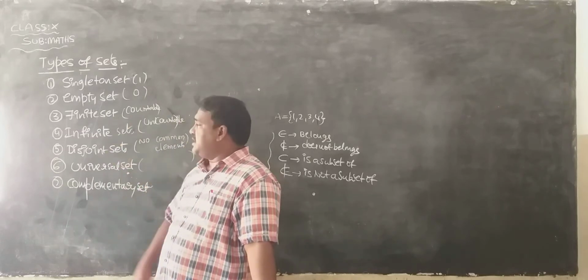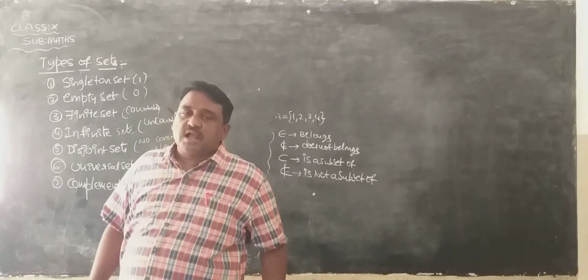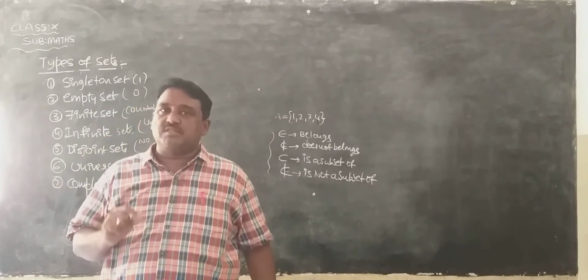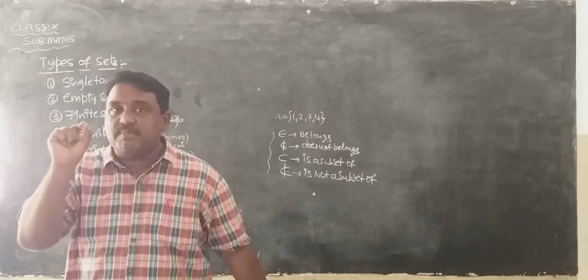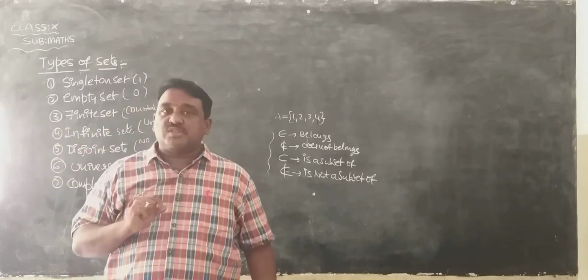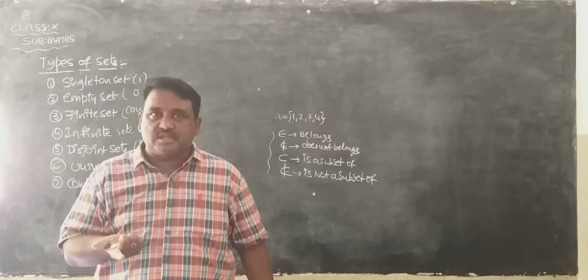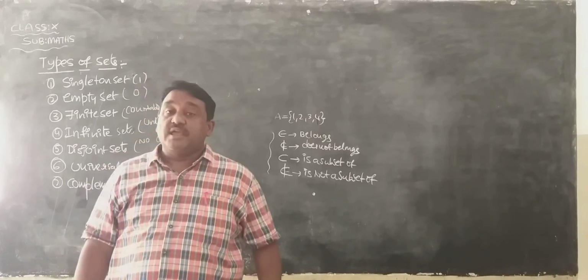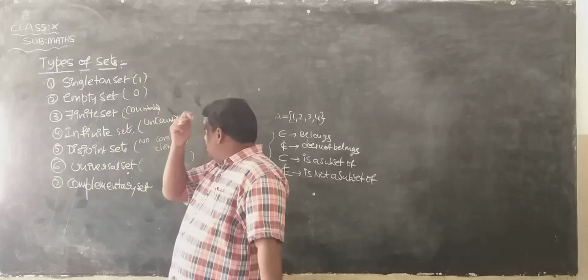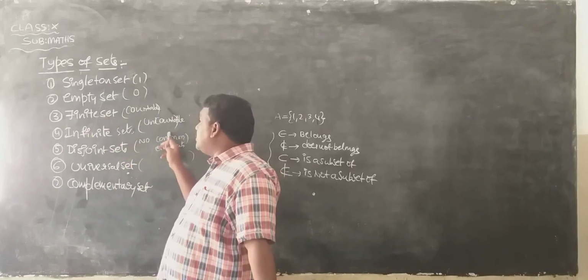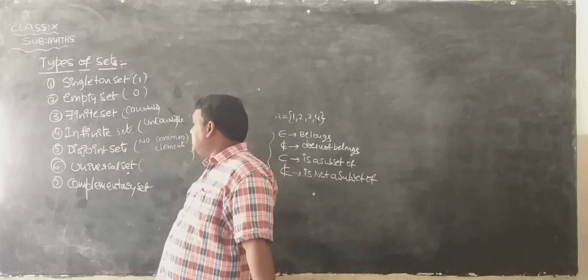Finite set. How many? Countable. Finite set means countable. Suppose even prime number. My question is, what is the even prime number? 2 is the answer. Only one element is there. It is countable. So countable means it is a finite set. Uncountable means it is an infinite set.